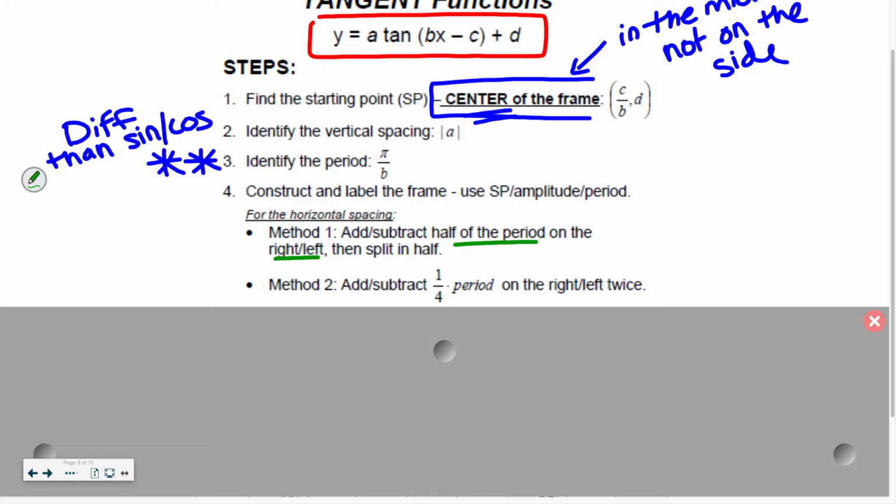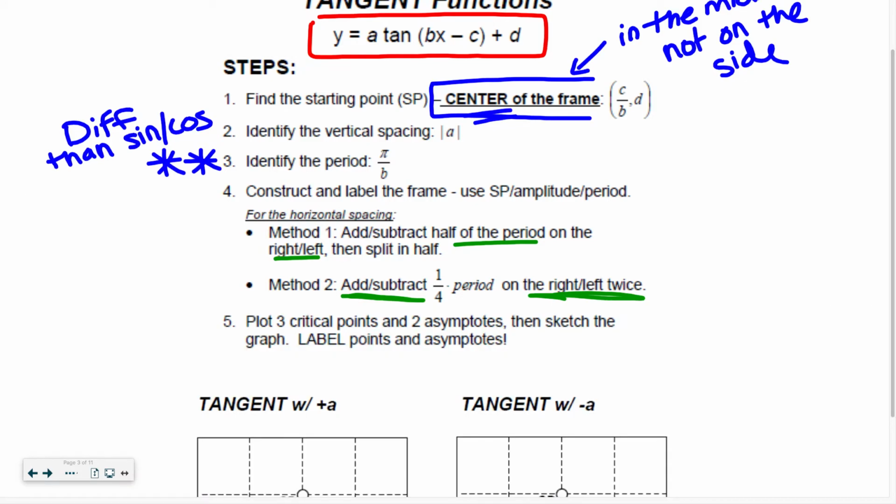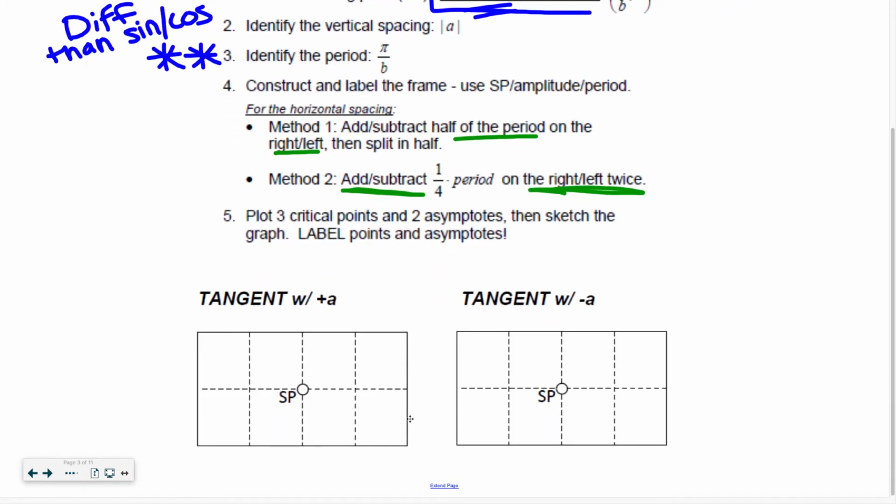Or I really like method 2 for a lot of us. You're going to add and subtract a fourth of the period on the right and the left. So you can still figure out your horizontal spacing by dividing your period into 4 equal parts. But you need to put 2 parts on the right, so add it, and 2 parts on the left, so subtract it. And that's how you get your labels for your frame. And then you'll plot the critical points and the 2 asymptotes, and sketch the graph.